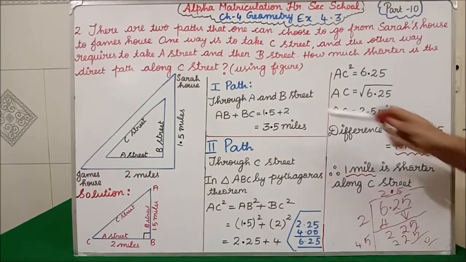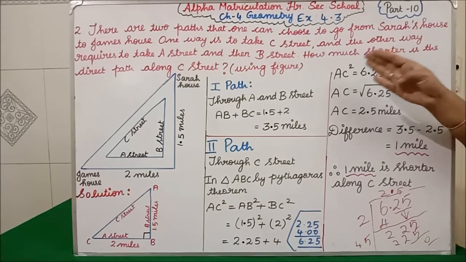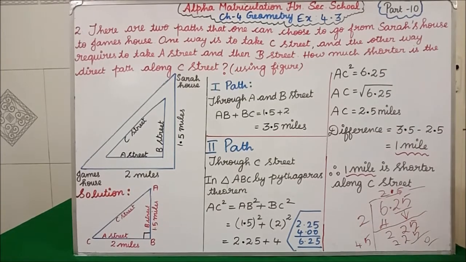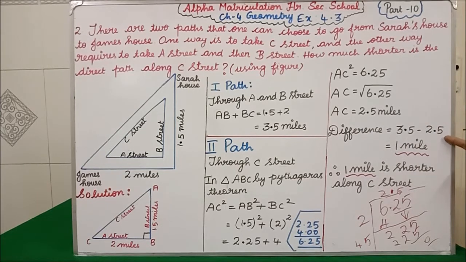So in the first part we are getting 3.5 miles. In the second part we are getting 2.5 miles. Okay, what were they asking in the question? How much shorter if we use only C street? They were asking how much shorter, which means we have to subtract this value and this value, so that only we can know how many miles it is greater. Okay, so 3.5 minus 2.5 is what? 1.0. 1.0 is nothing but 1 mile.